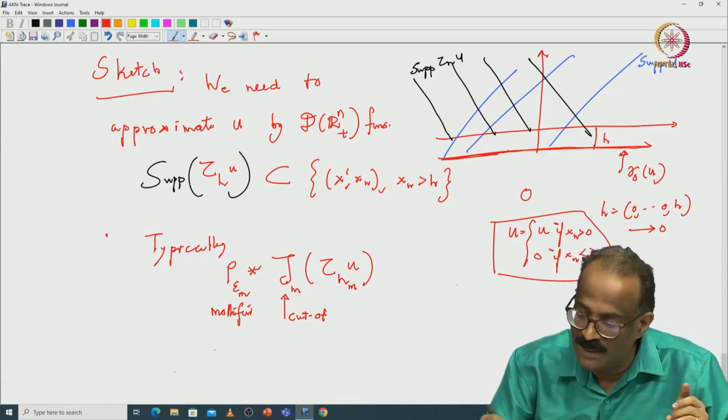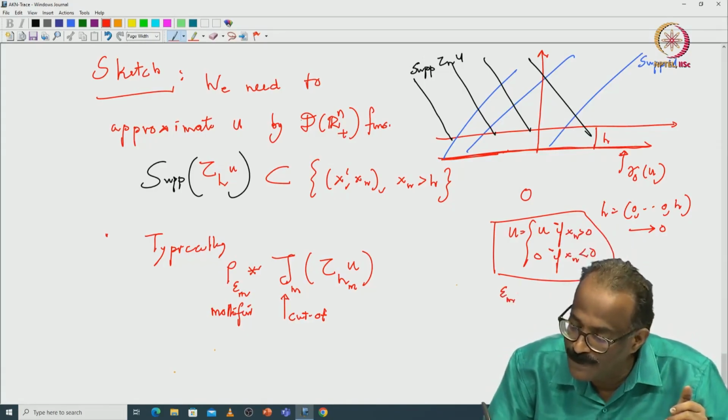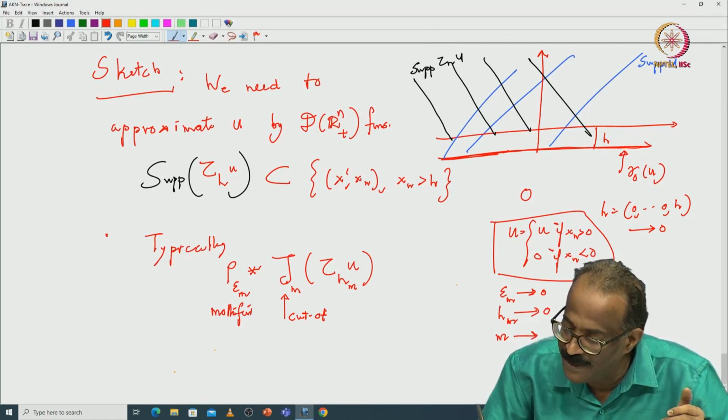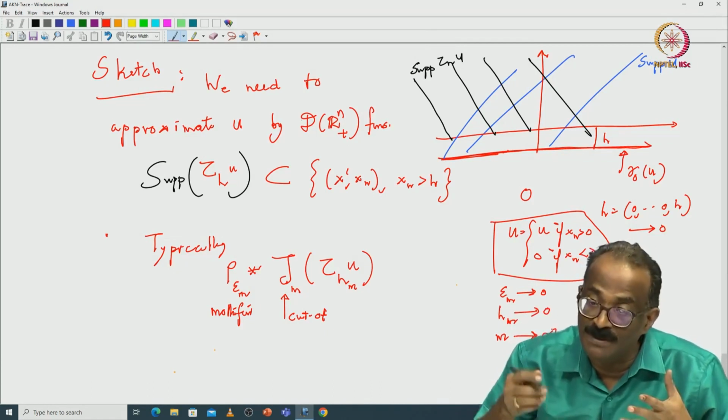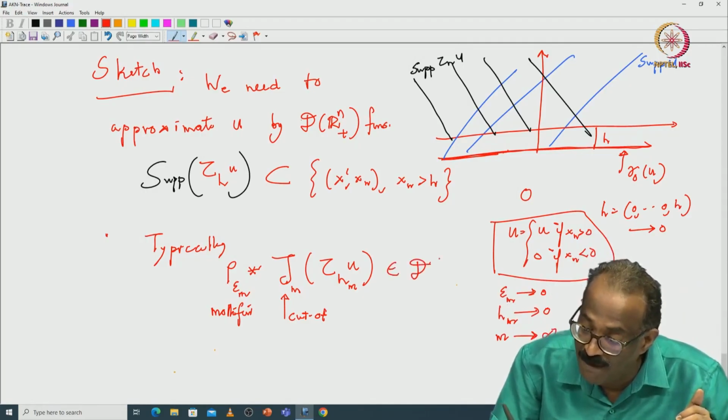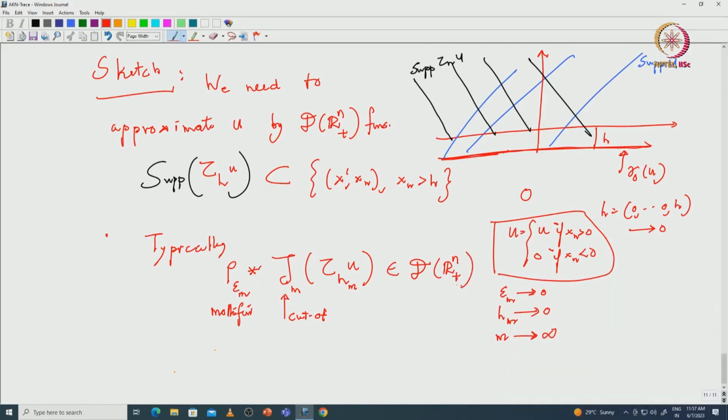So, you can make epsilon m go to 0, h m goes to 0. You choose appropriately like that, m tends to infinity, so that even after convolution the support is inside. So this you can see is in D R n plus. That is how you do it, and then you have to show that this converges to u in H1 of R n plus. You can do that. Okay.